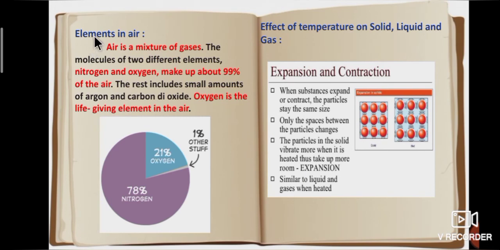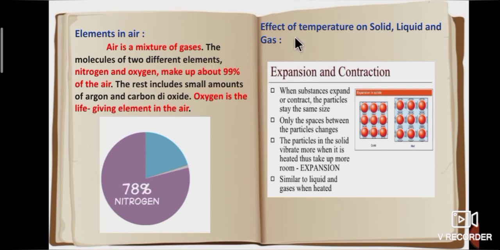Next, we will see elements in air. Air is a mixture of gases. The molecules of 2 different elements, nitrogen and oxygen, make up about 99% of the air. The rest includes small amounts of argon and carbon dioxide. Oxygen is the life-giving element in the air.